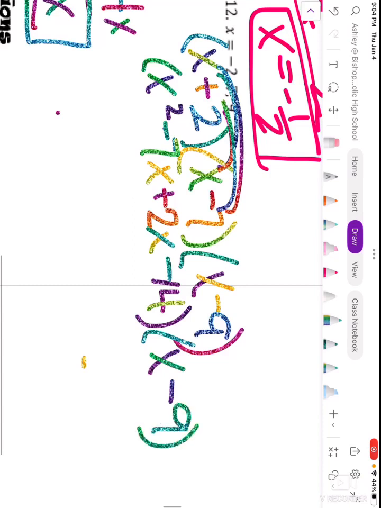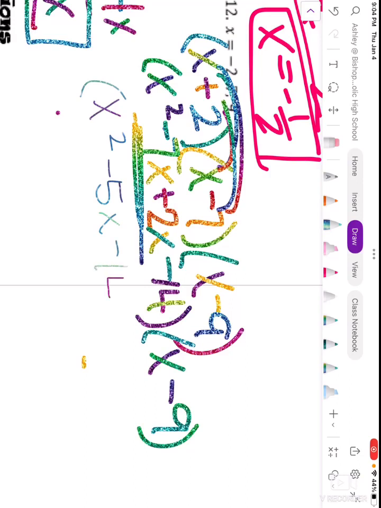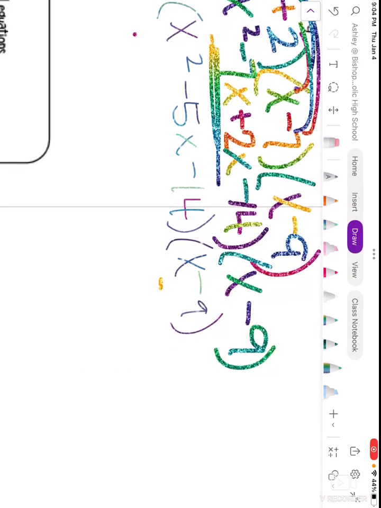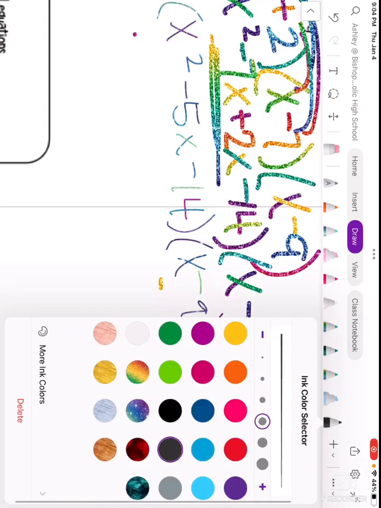But before we do so, let's combine these like terms to simplify it a little bit. I'll switch colors because that's probably driving you guys nuts. So x squared, negative 7x plus 2x is negative 5x, minus 14. Taking that times x minus 9. It's a 3 by 2, so to do this, I'm going to find a better color. One moment. I like this one.